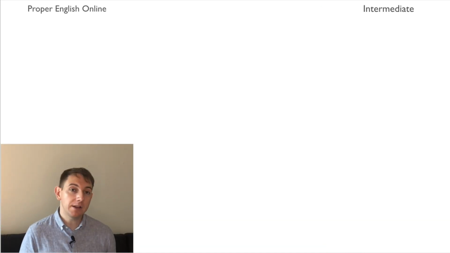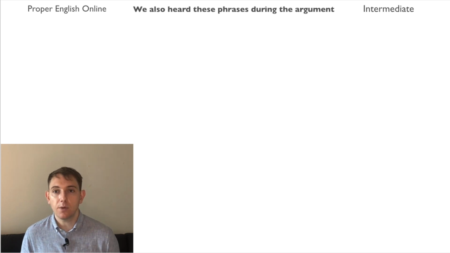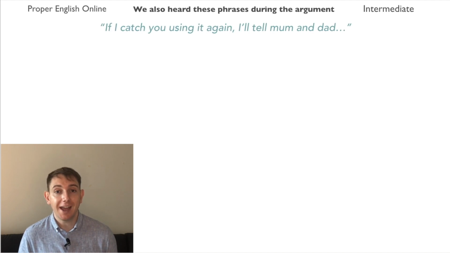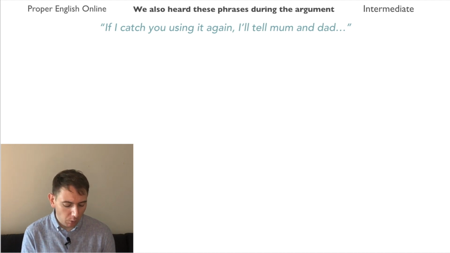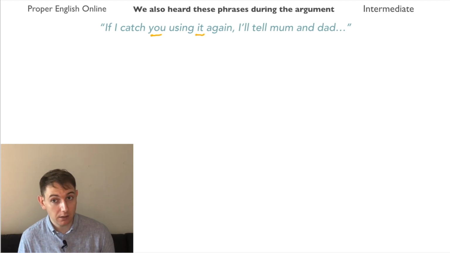Okay guys, right, now we looked at that pronunciation for those present perfect examples. Now we've got lots of examples of angry and arguing phrases to look at. So we heard these phrases during the argument. The girl said to her brother, "If I catch you using it again, I'll tell mum and dad." By the way, what is it here? It's her laptop, isn't it? And you is her brother. If I catch you, brother, using it, my laptop, again, I'll tell mum and dad.